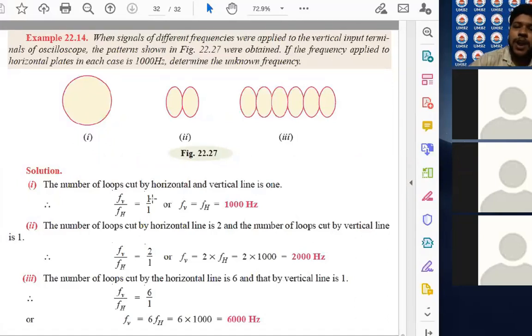If you know the formula, if you know the Lissajous figure, and you know the technique of how to evaluate. If I give you any Lissajous figure and tell you a known frequency, then you will be able to tell the unknown frequency. So you need 2 things: one is the Lissajous figure, and one is one known frequency. So this is how we can do it. This is like a practice problem.